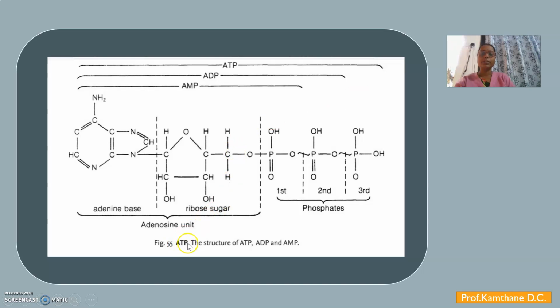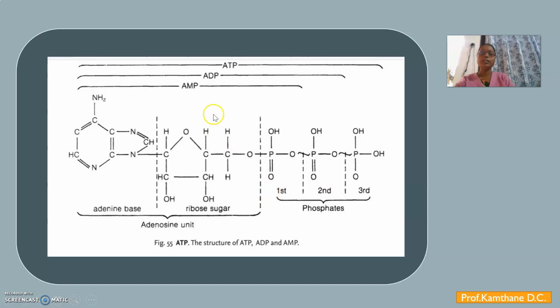This figure shows the structure of ATP, ADP and AMP. This is the nitrogen base adenine, and this is the ribose sugar, a pentose sugar. The adenine base is attached to the ribose sugar, forming the adenosine unit, and this adenosine unit is attached to phosphates. Three phosphate groups are present, and this forms the nucleotide, having the nitrogen base adenine, the sugar ribose and phosphate.